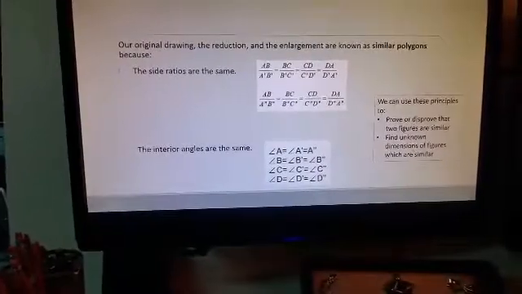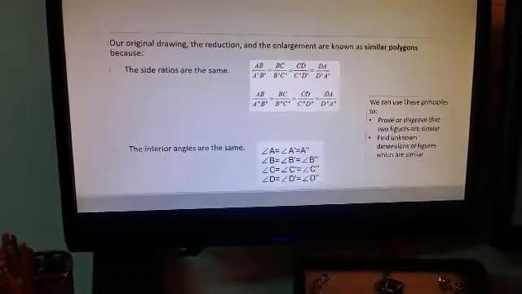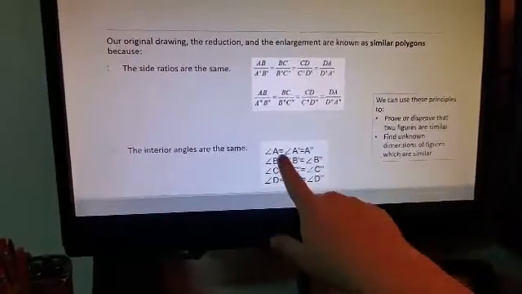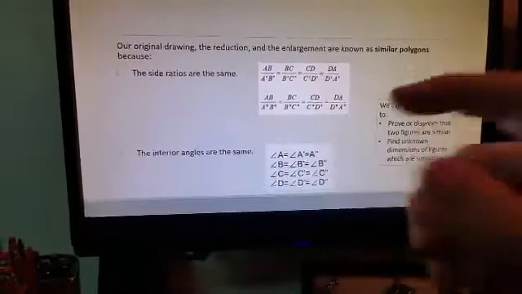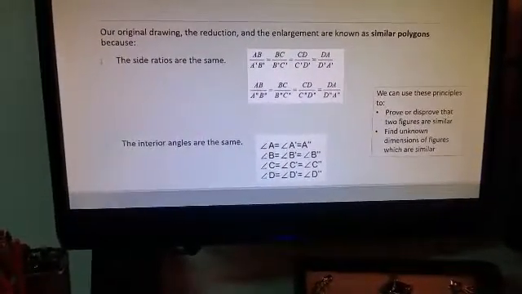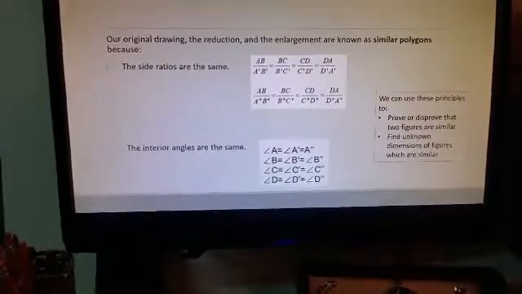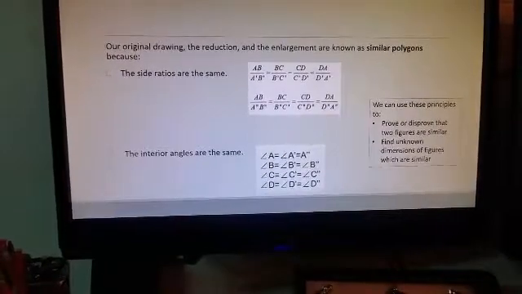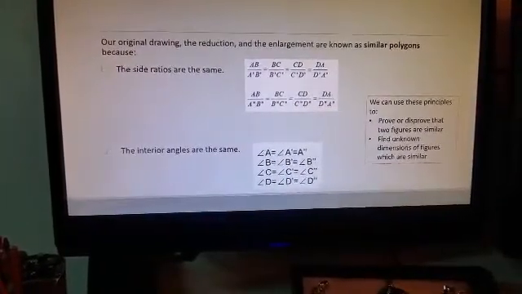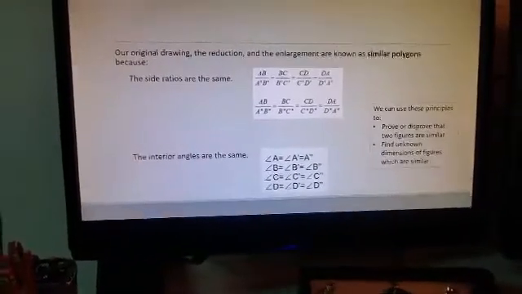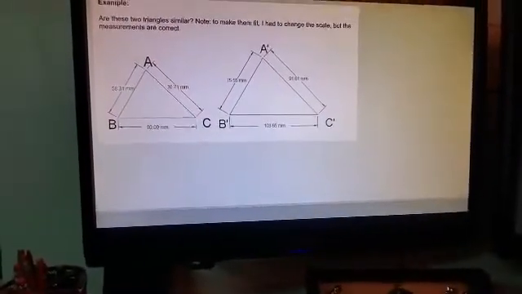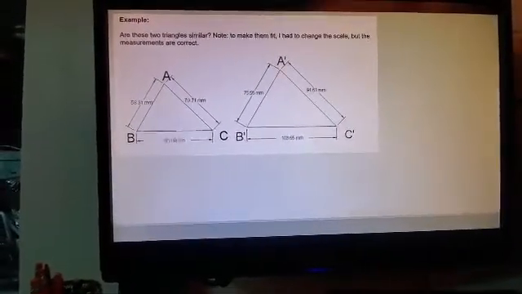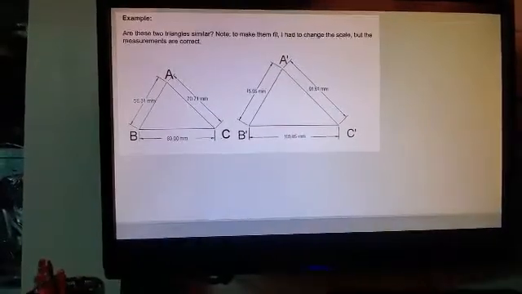Then the interior angles are also going to be the same. So angle A is going to be equal to the same angle in A prime and A double prime. Same thing with angles B, C, and D. So we can use these two principles to prove if a polygon is similar and find unknown dimensions of figures which are similar. So, are these two triangles similar? I had to change the scale a bit, but the measurements are correct.